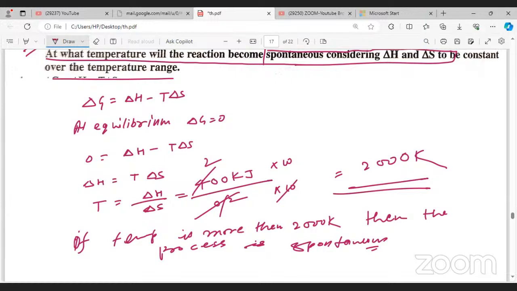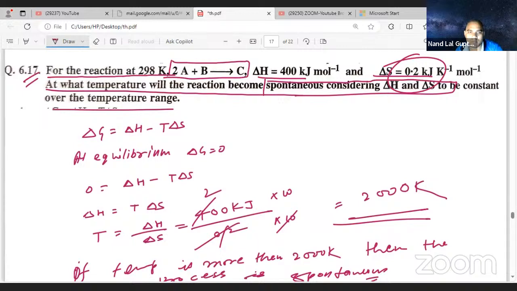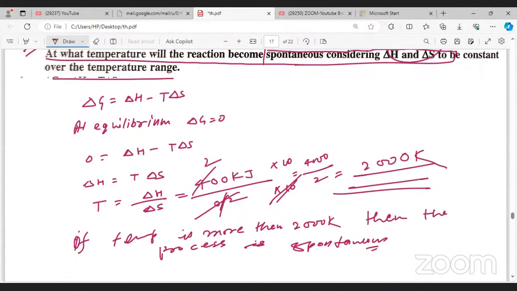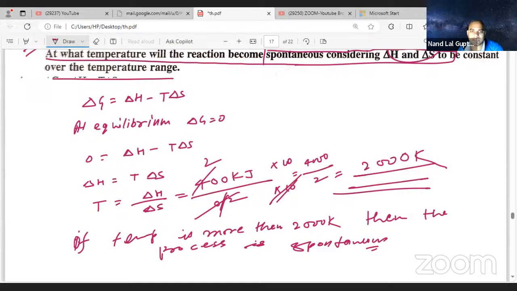Sir, at the downward, what you have written is 0/2. That is the value they have given. You see the question? Delta is 0.2. So I multiply by 10 to remove the decimal, so the decimal cancels out. And then it becomes 4,000 by 2, so it gives 2,000. So at 2,000 temperature, it is equilibrium.